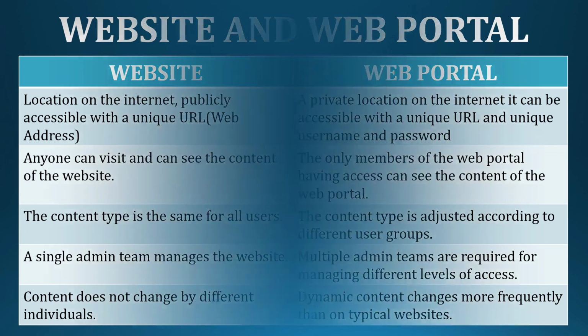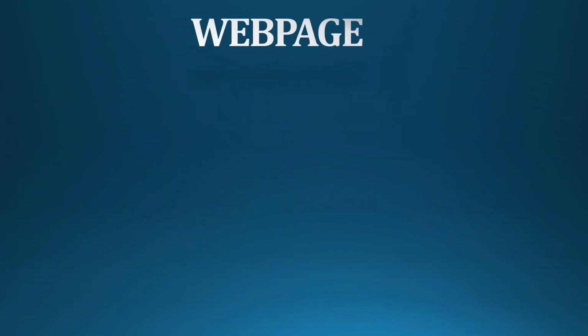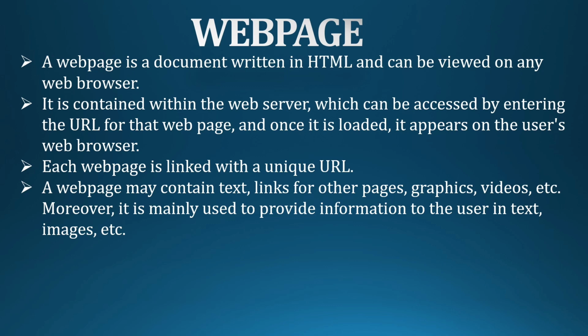Next topic is web page. You are all aware of web pages. A collection of web pages is a website, and an individual page of a website is a web page. A web page is a document that is written in hypertext markup language, and because it is written in HTML, it can be viewed on a web browser. It is contained within the web server, which can be accessed by entering a unique resource address, meaning URL. Each web page is linked with a unique URL.